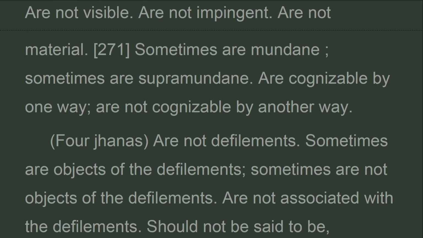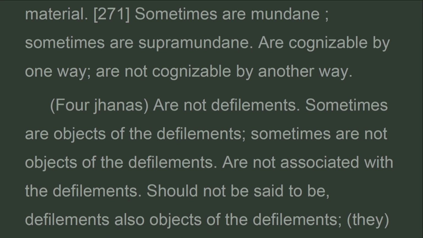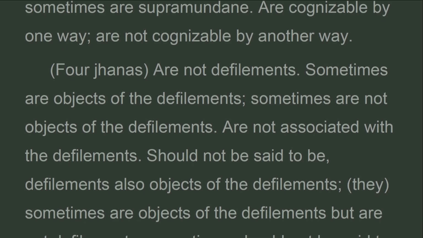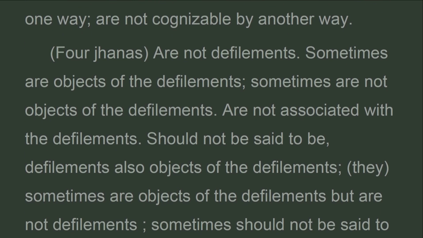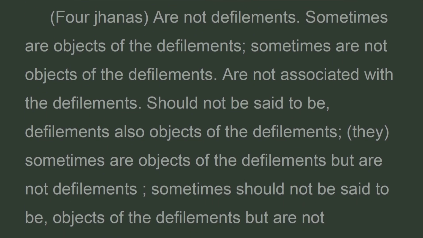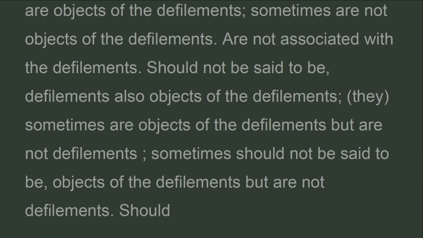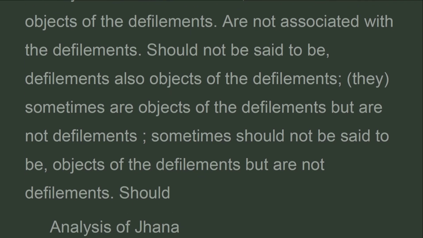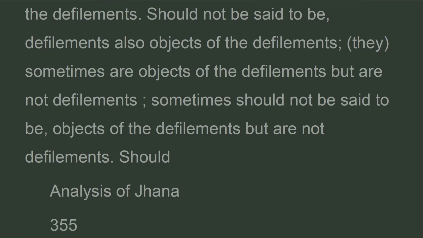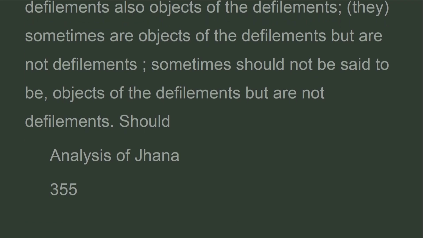Are not material. Sometimes are mundane. Sometimes are supramundane. Are cognizable by one way. Are not cognizable by another way. Are not defilements. Sometimes are objects of the defilements. Sometimes are not objects of the defilements. Are not associated with the defilements. Should not be said to be defilements also objects of the defilements. Sometimes are objects of the defilements but are not defilements. Sometimes should not be said to be objects of the defilements but are not defilements.